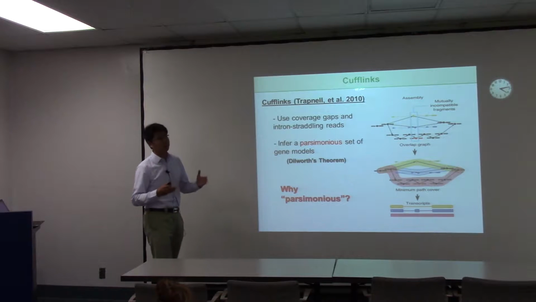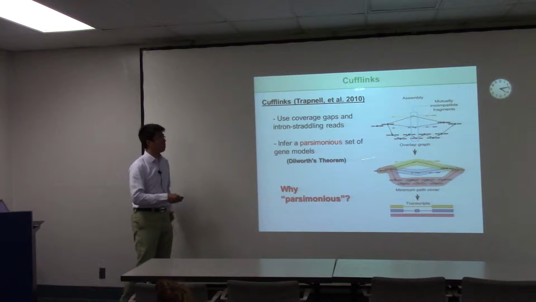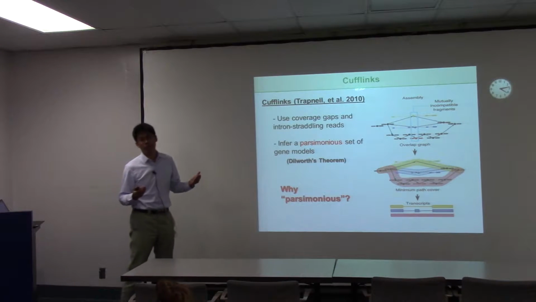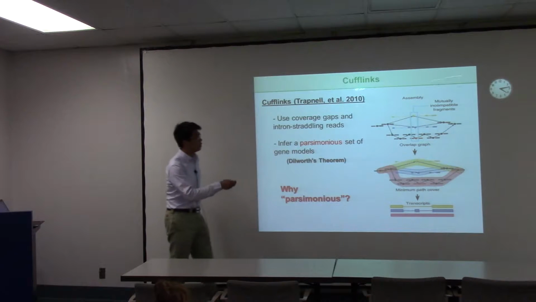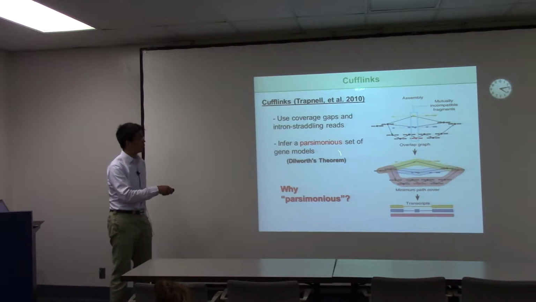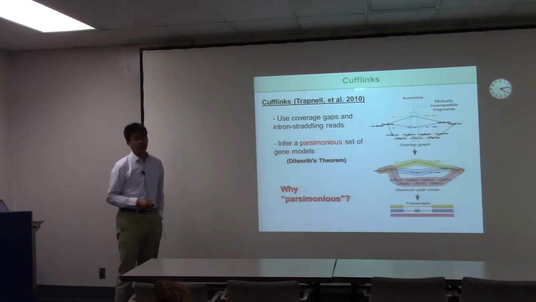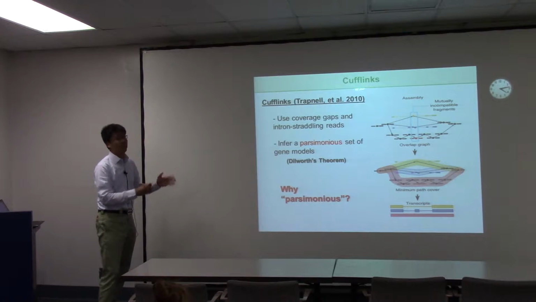Well, there is no biological evidence saying that cells or a transcriptome must express a polynomial set of isoforms, okay? This is a mathematical theory. It's called the Dilworth theorem, that in a given graph, we can always find a minimum polynomial set of paths from one end to the other end. But this is mathematical, and what we are working on is a biological problem.